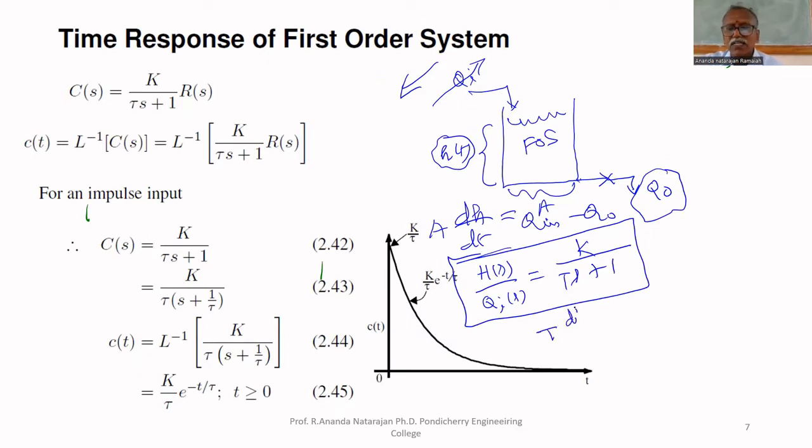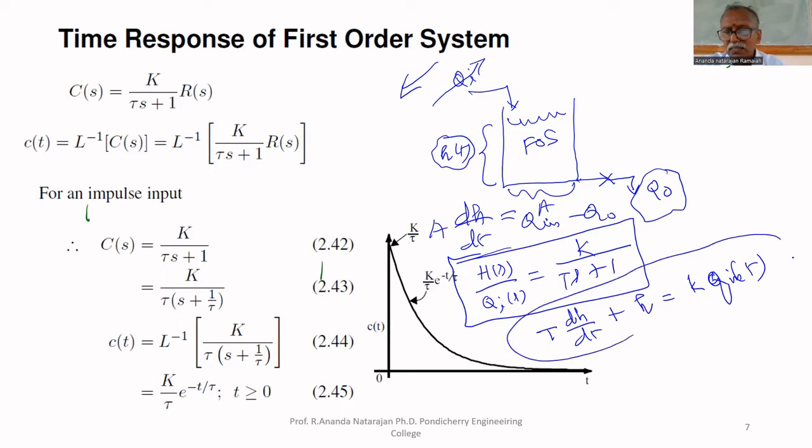Tau dH by dt plus H equals K Qin of t. The same is represented in differential equation form. If you find the mathematical model of this tank, you will get like this.